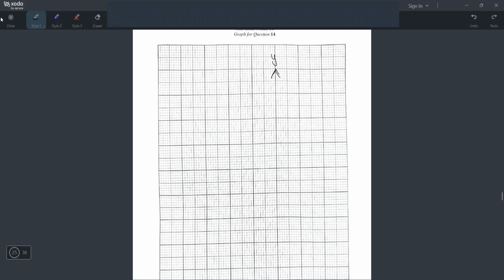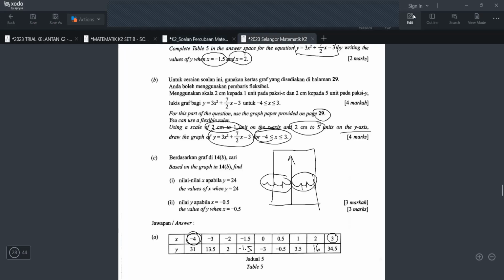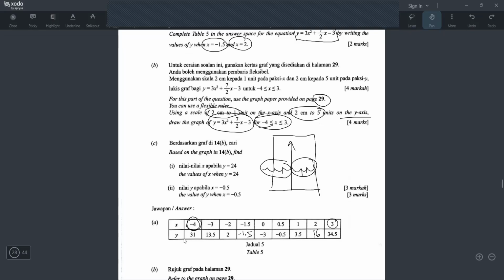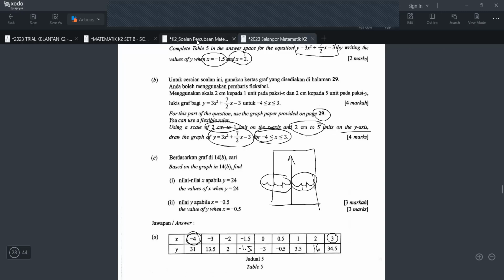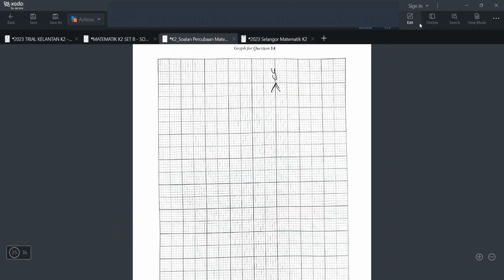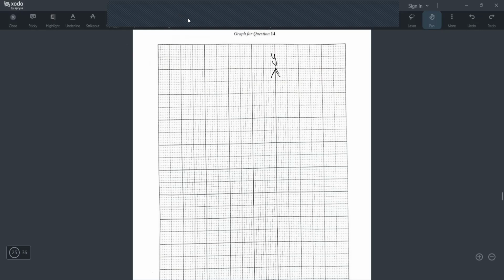So the highest value in your y is 31, right? No, it's 34.5. And then the smallest value is negative 3, right? The scale they want you to use for the y-axis is 2 cm to 5. So if I go 5, 10, 15, 20, 25, I will go until 35, because the highest is 34.5. So the highest here must be 35, right?